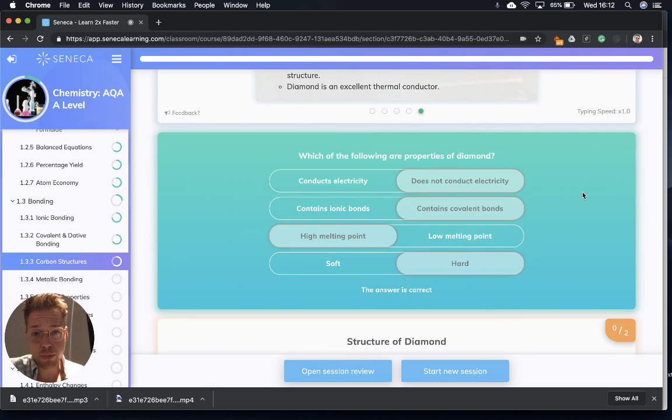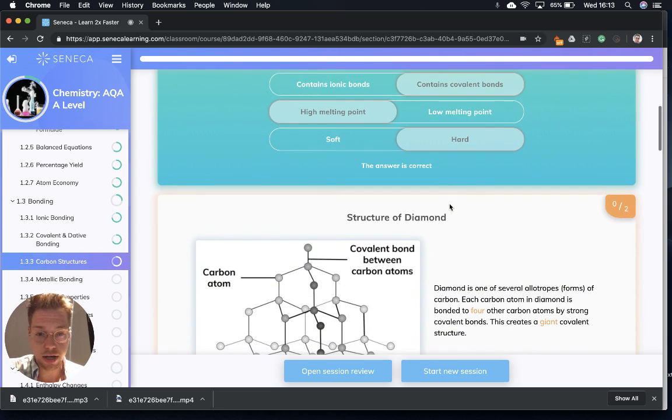So let's review some properties of diamonds. I want 4. Can you think of 4 important properties of diamonds? They do not conduct electricity. They contain covalent bonds. They have a high melting point, and they're very hard.